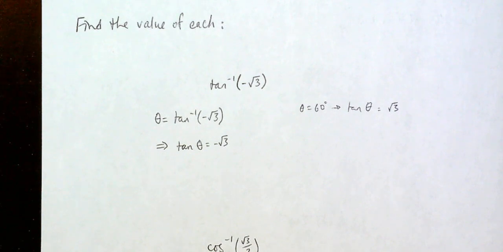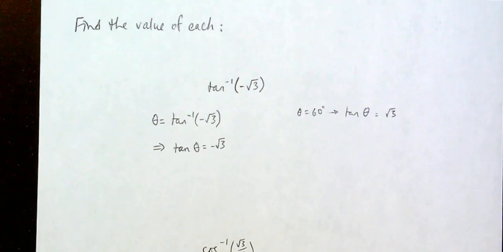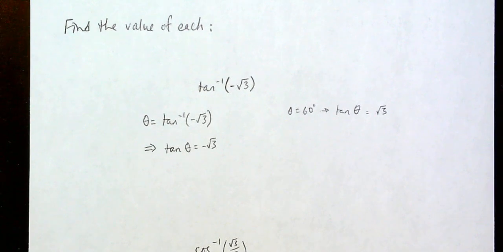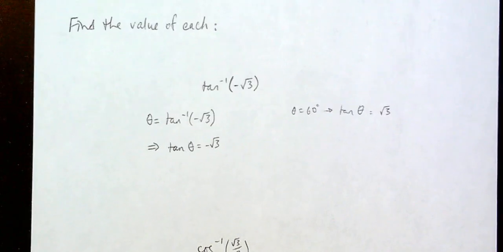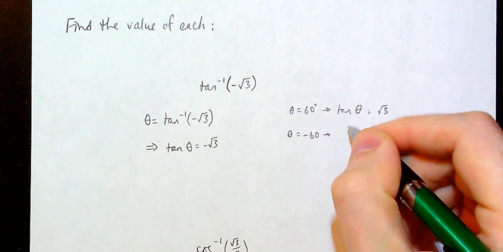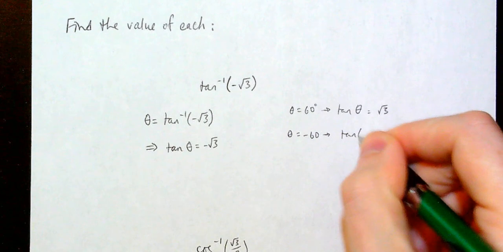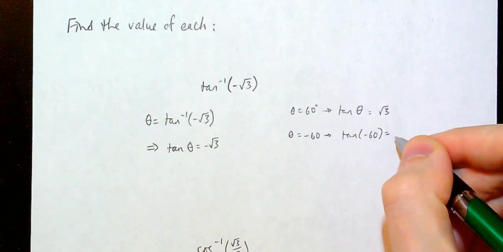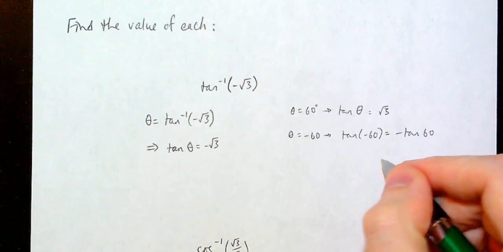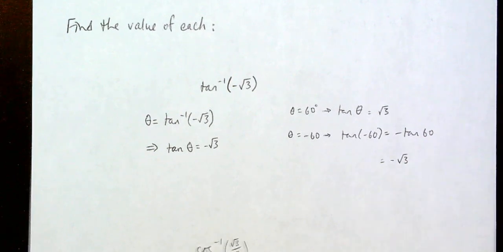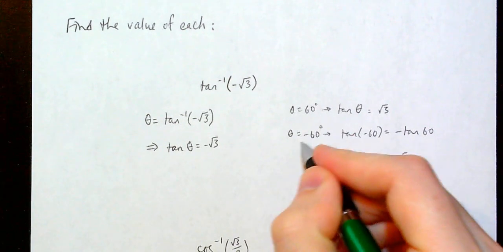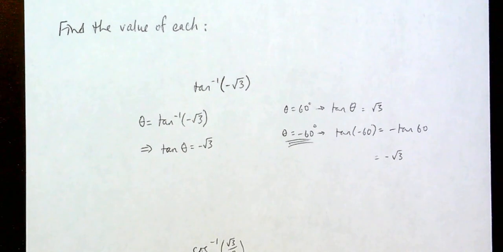Now, earlier on in the chapter, we also learned that the tangent function is odd. So I know that if I take theta as minus 60, then the tangent of minus 60 equals minus the tangent of 60. That's my odd property there, and that's equal to minus the square root of 3. And that's what I'm looking for. I'm looking for that theta value right there of minus 60.